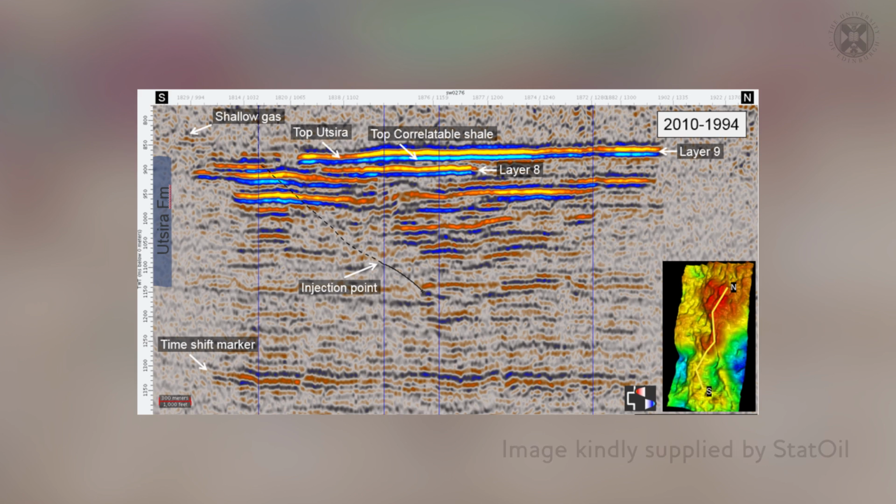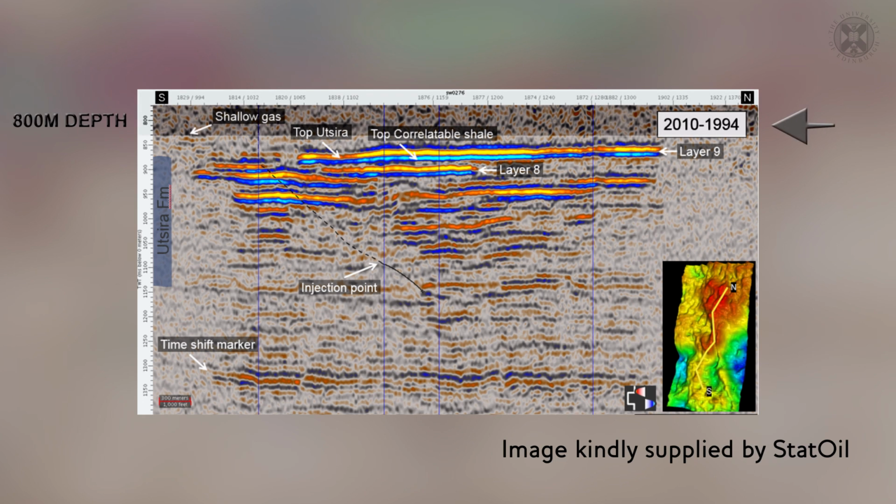The oil companies use this to look for traps that will hold oil and gas. We can use it to track carbon dioxide in the subsurface so we know what's going on. This example of a seismic image shows a vertical cross-section through a reservoir into which more than 10 million tonnes of carbon dioxide have been injected. The top of the reservoir is at about 800 metres depth.